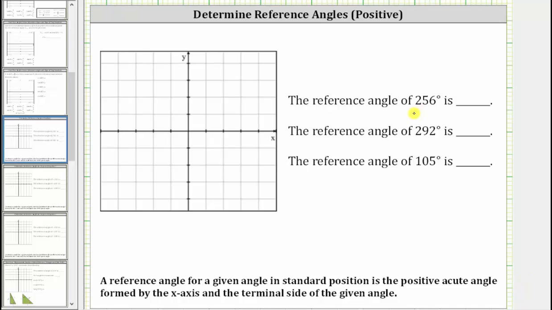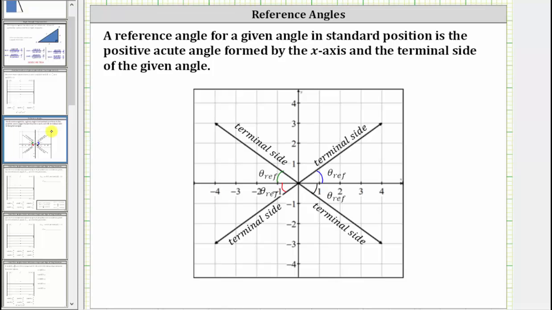We are given three angles and asked to determine the reference angle. A reference angle for a given angle in standard position is the positive acute angle formed by the x-axis and the terminal side of the given angle.